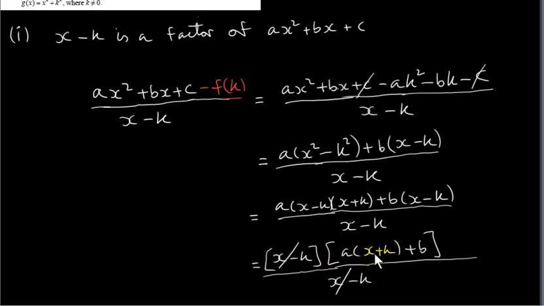So there's no remainder. In other words, ax squared plus bx plus c is indeed a multiple of x minus k. Another way of saying that is that x minus k is a factor of ax squared plus bx plus c. That's what we had to prove.